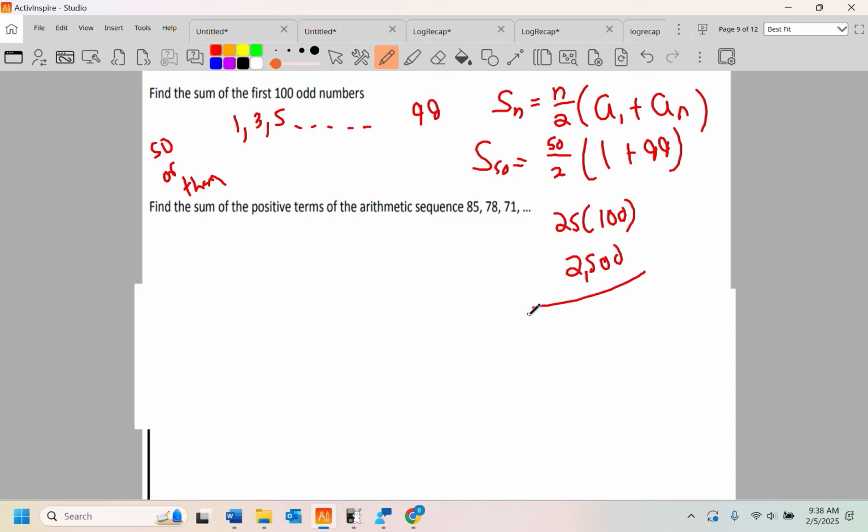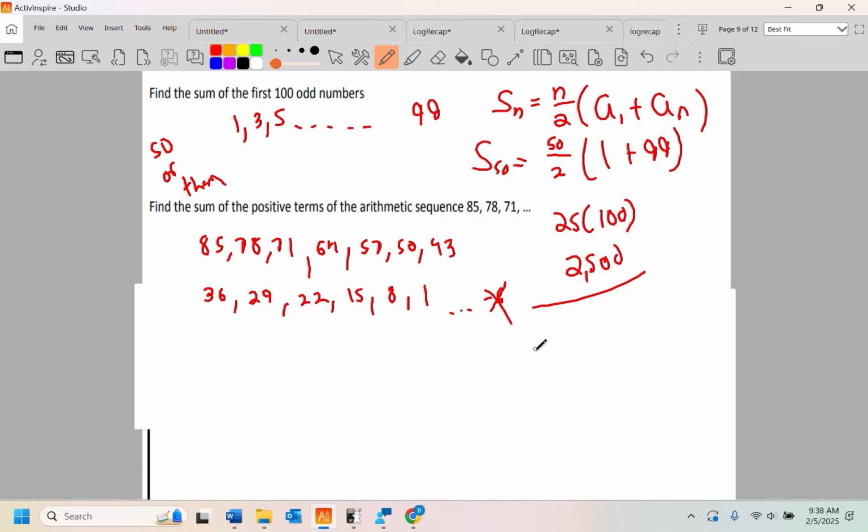Find the sum of the positive terms of the arithmetic sequence 85, 78, 71. Now this is kind of a small sequence. I could use a formula to figure out the last term, but I'm just going to keep counting down. We're taking away 7. 71 minus 7 is 64, minus 7 is 57, 50, 43, 36, 29, 22, 15, 8, 1. The next guy would be negative 6, and we don't want him because he isn't positive.